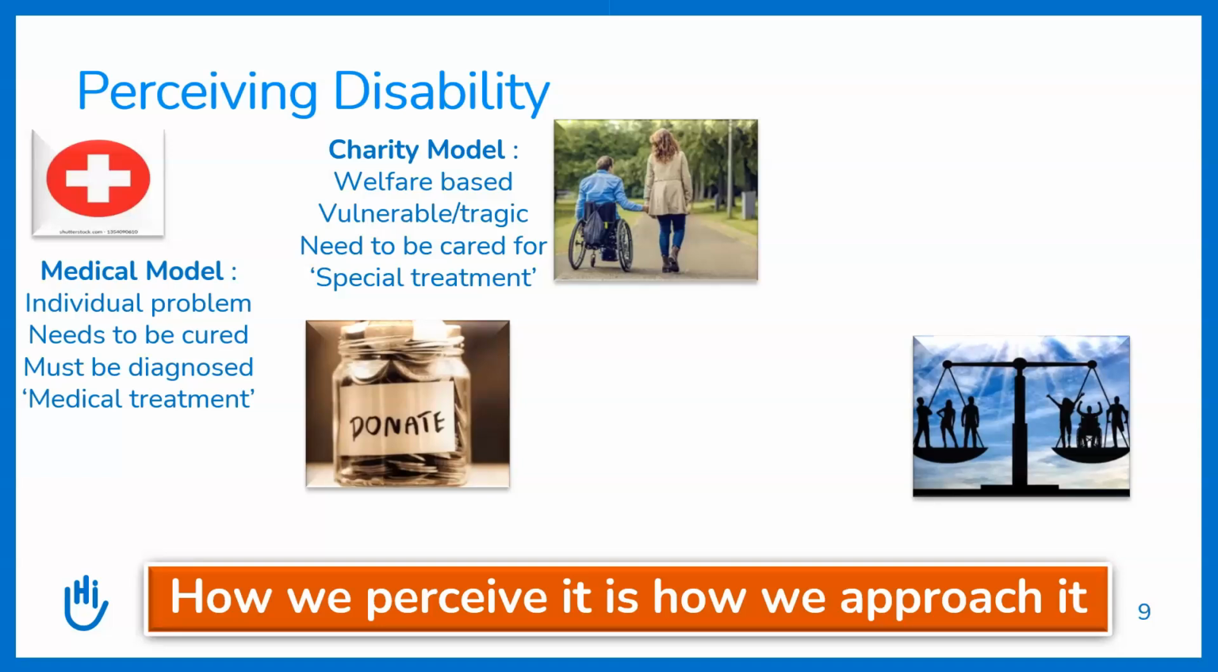So society decided it's now time to help these people because they cannot be cured. They are going to be sick permanently. Let's try and help them. That's where we came across the charity model, where welfare-based vulnerability was used. When we are saying you can't walk, then people started giving donations, giving clothes, giving food, etc.